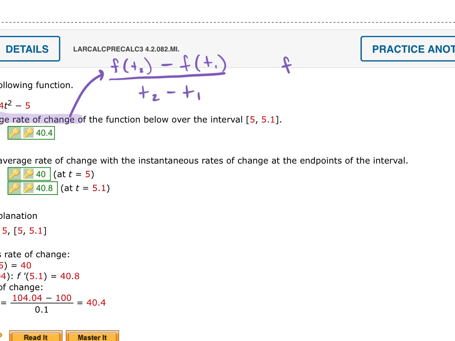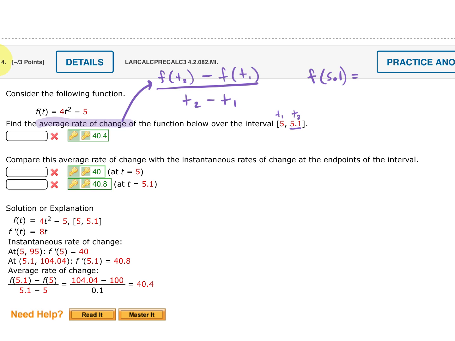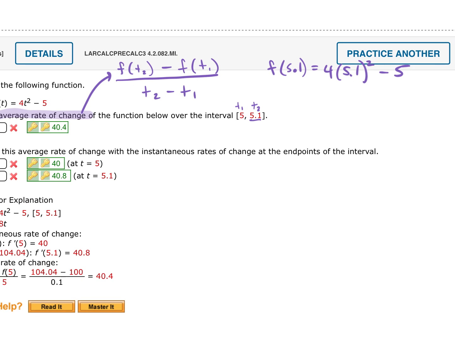To find f of t2, that would be the second number, so 5.1. We've got t1 and t2. So f of 5.1. We're going to plug 5.1 into our function. So that would be 4 times 5.1 squared minus 5. This one you can use a calculator for. Again, the numbers on the quiz tomorrow work out nicely. So no calculator for the quiz, but I'm okay if you use it for the homework. So 5.1 squared times 4 minus 5.